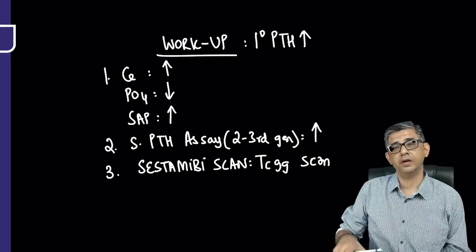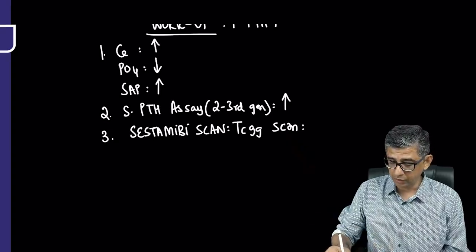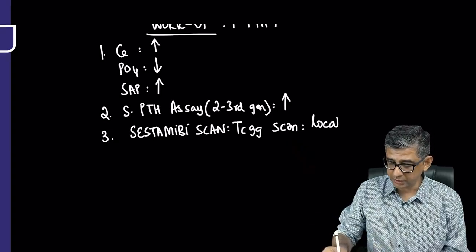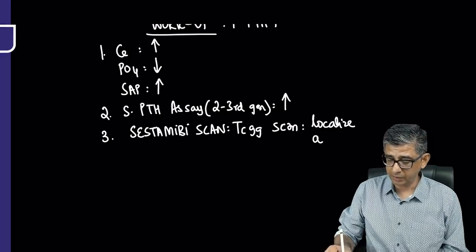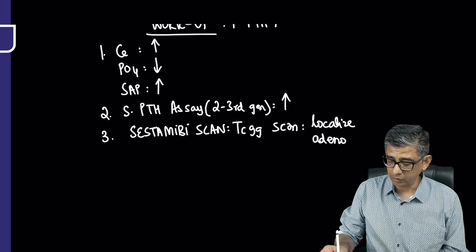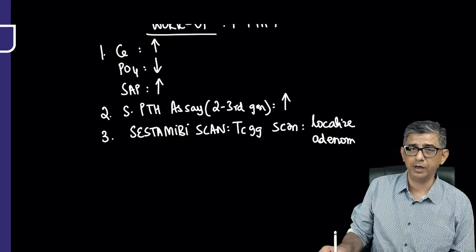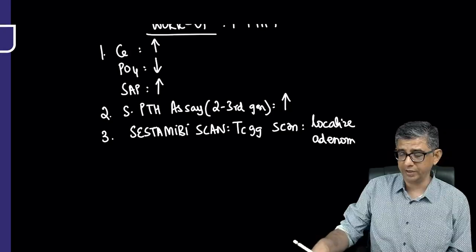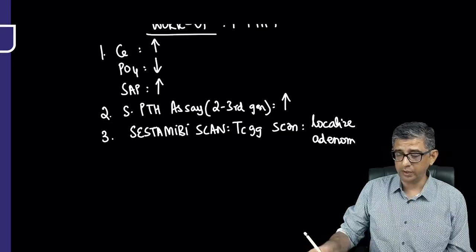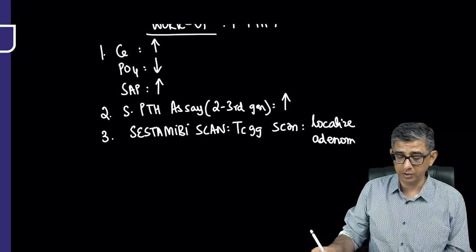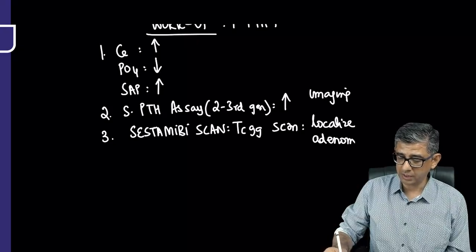Please remember that technetium 99 sestamibi scan is a radiological parameter to localize. It's an imaging modality, I'll say like this, to localize a parathyroid adenoma. Do not call this the best way for diagnosis, because for diagnosis you need multiple things. Apart from clinical profile, you need elevated PTH and the calcium phosphate profile. But to localize the adenoma, the imaging modality that you shall be using would be a sestamibi scan.